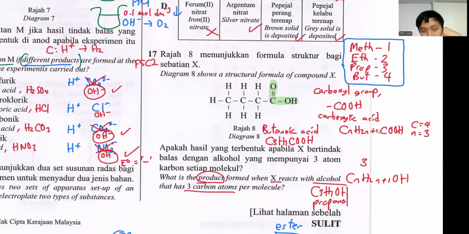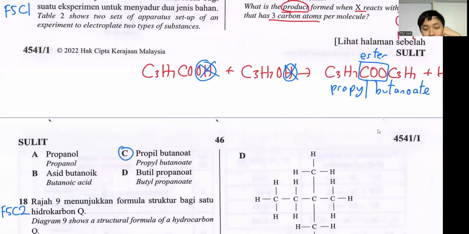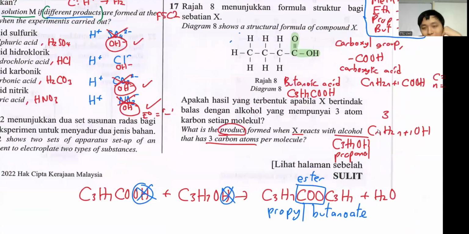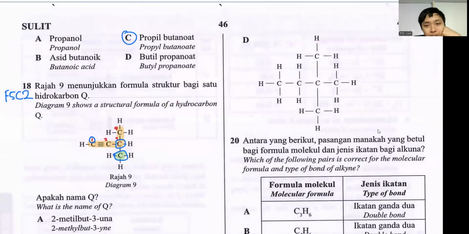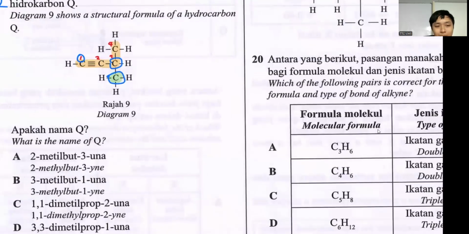What 17B? 17C. They ask about the ester, the product, not the acid. I know this is butyric acid, but I didn't ask for this. I asked for the product formed when reacting with alcohol. Okay. So in this case, yeah. So what is the name called?